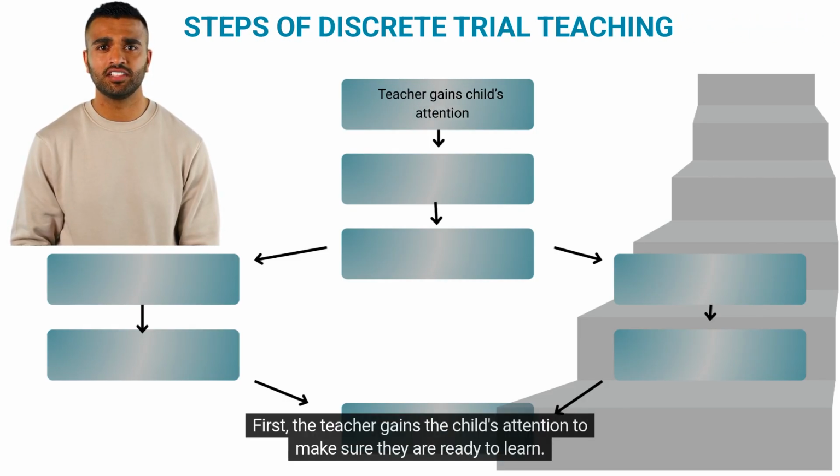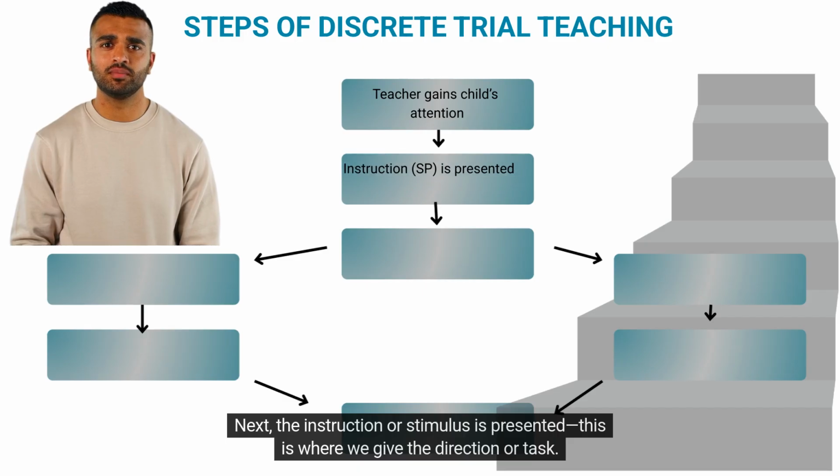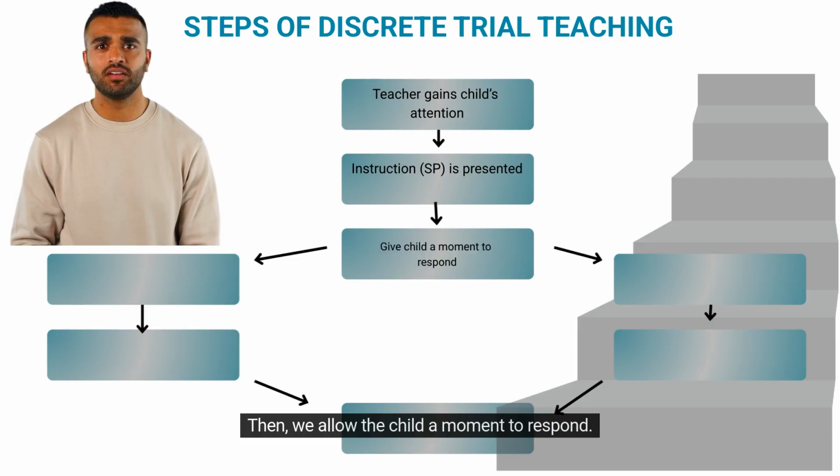First, the teacher gains the child's attention to make sure they are ready to learn. Next, the instruction or stimulus is presented. This is where we give the direction or task. Then we allow the child a moment to respond. This pause is important to give them processing time.